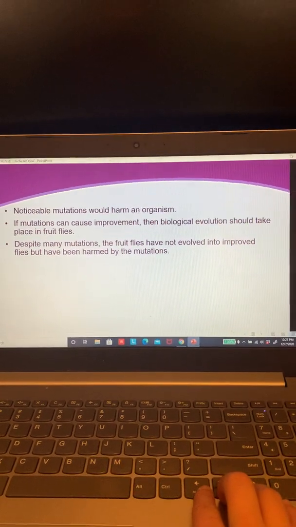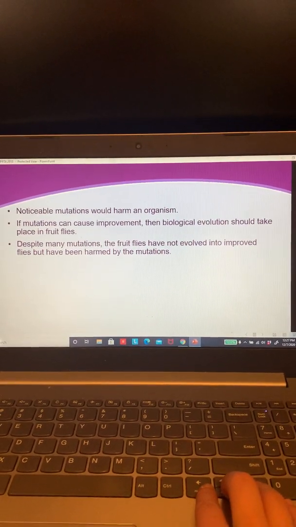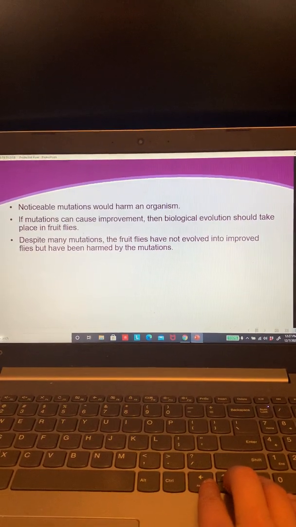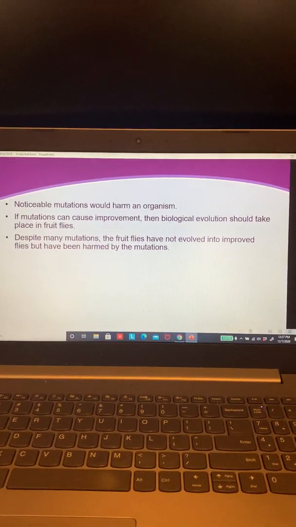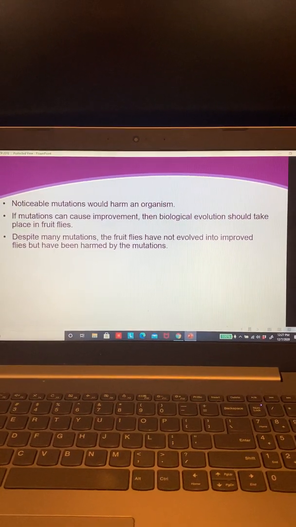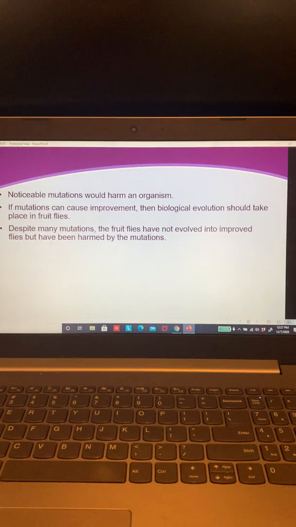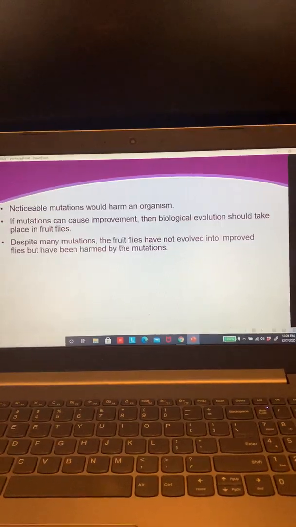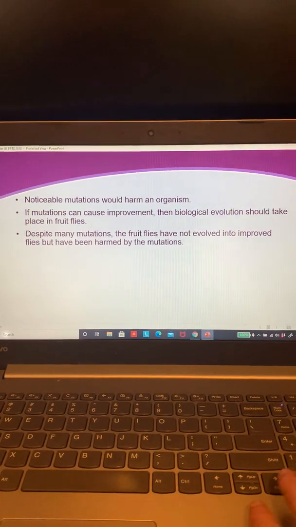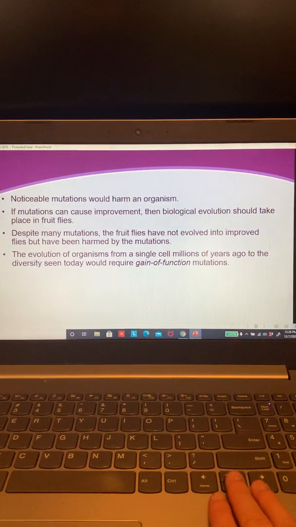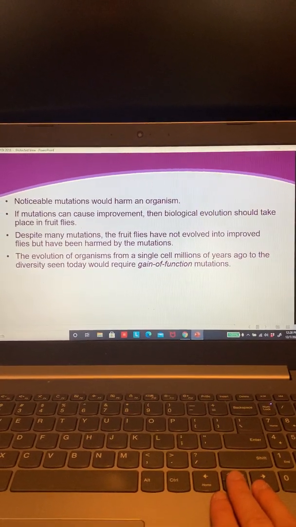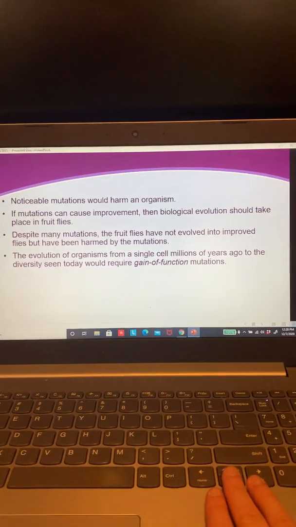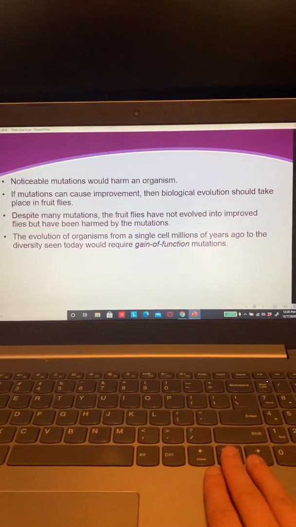Despite many mutations, the fruit flies have not evolved into improved flies, but have been harmed by the mutations. We see mutations the most in fruit flies. That's why they're used as an example. We never see a fruit fly evolve into another organism. So that's evidence that mutation couldn't actually cause biological evolution.